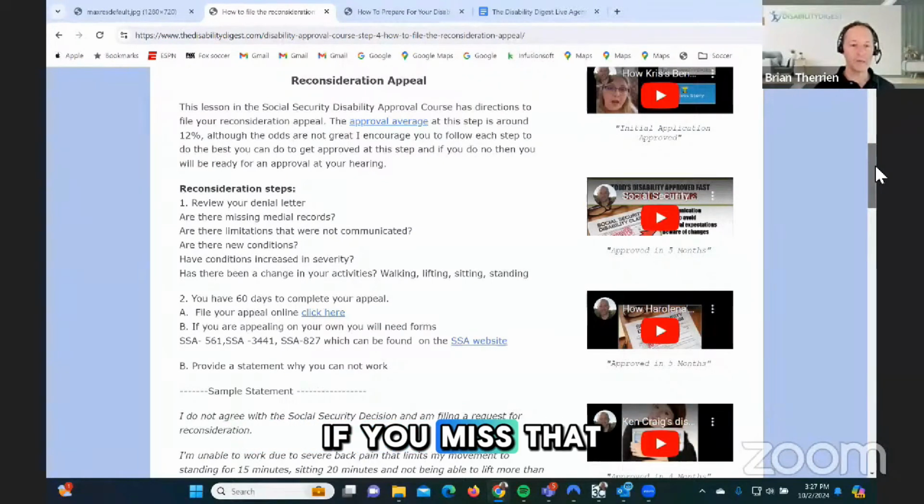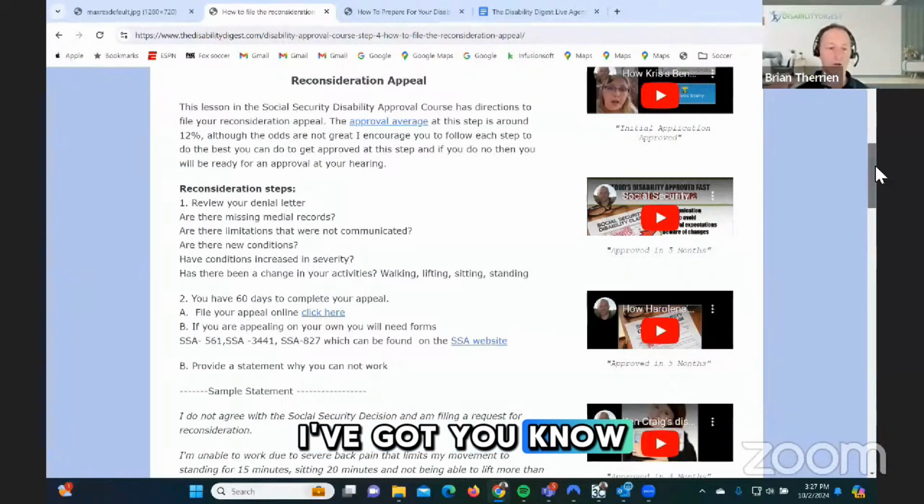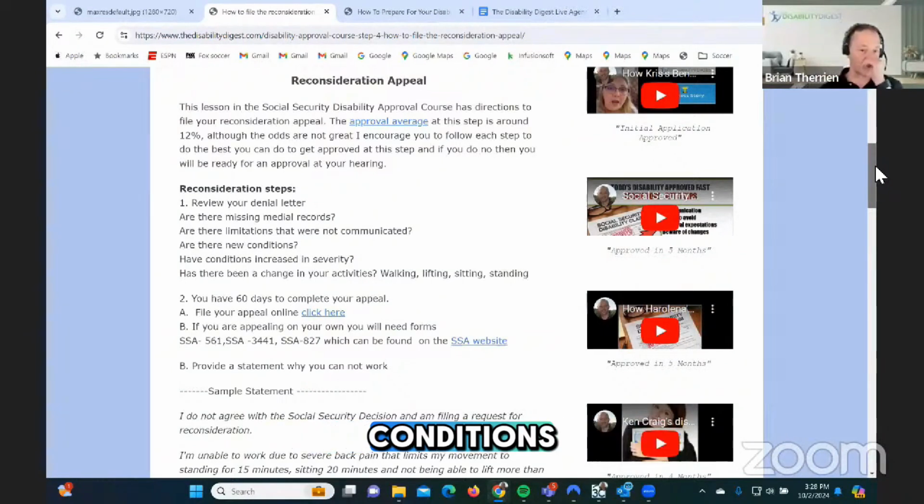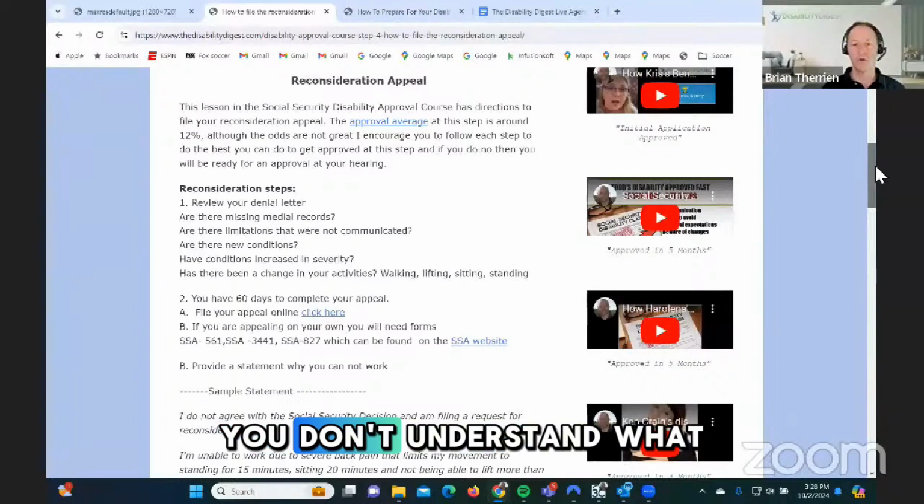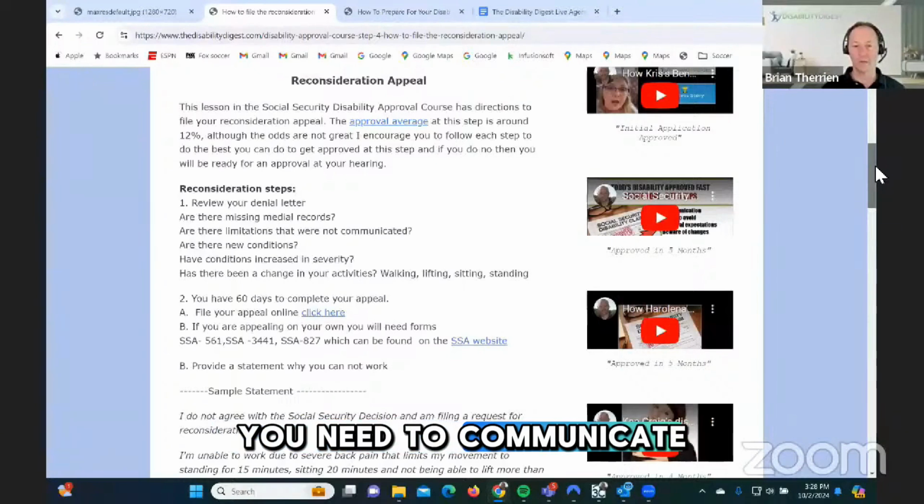If you miss that part and you're going through the application and you're communicating your conditions, like I've got degenerative disc disease, I've got a torn rotator cuff, I've got a lot of headaches, you're just stating your conditions, this isn't going to work because you don't understand what you need to communicate to start with.